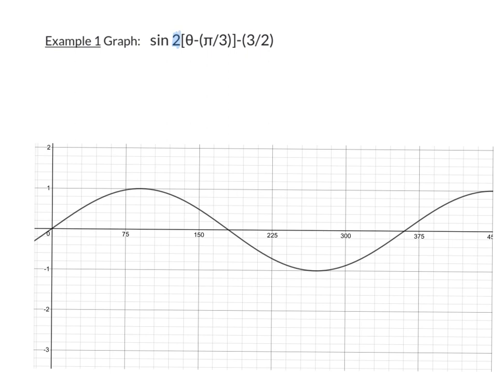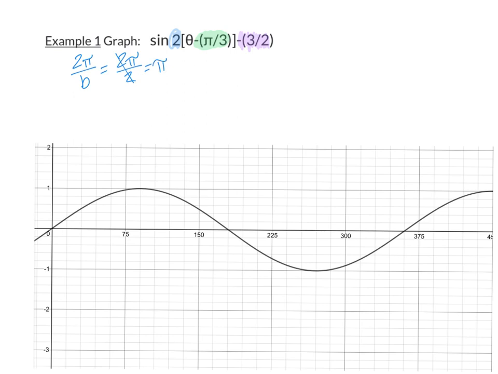So I have right here sine of 2. That is going to be helping us find our period. If you remember, 2 pi over that will be the period. I also have this value right here, minus pi over 3. That is going to be my horizontal phase shift. And then I have the minus 3 halves, and that is going to be my vertical shifting. So first let's figure out the period. I need to do 2 pi over b, and that will give me the period. So that is going to be 2 pi, and b is 2. Cancels out. That means my period is going to be just pi.